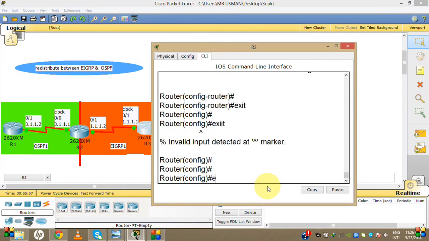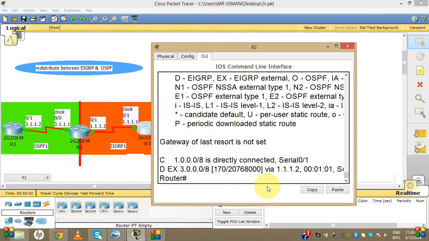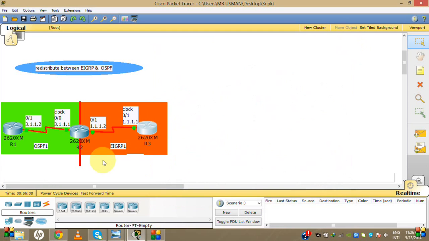Exit, show ip route, and you can see the missing route is advertised in it. Now I am going to redistribute EIGRP into OSPF.